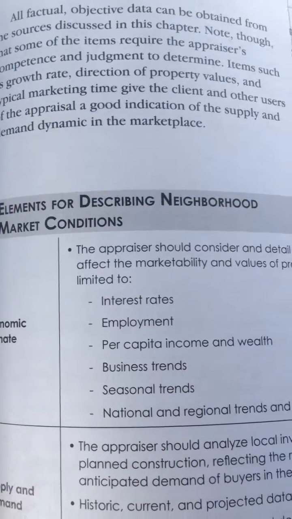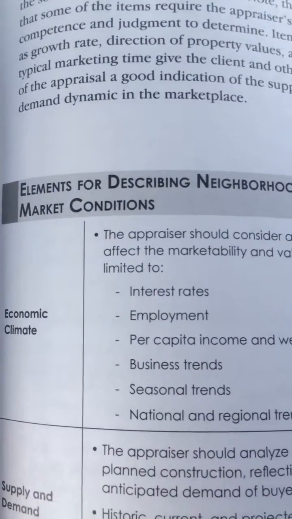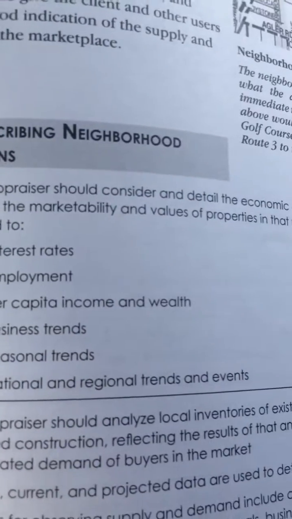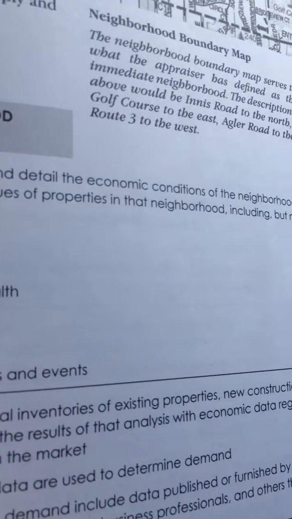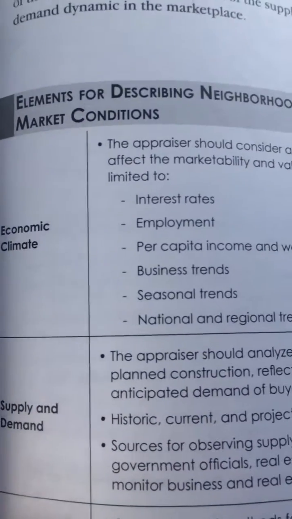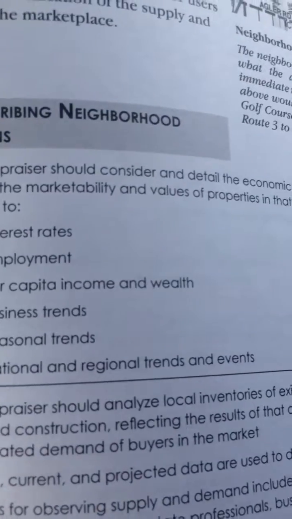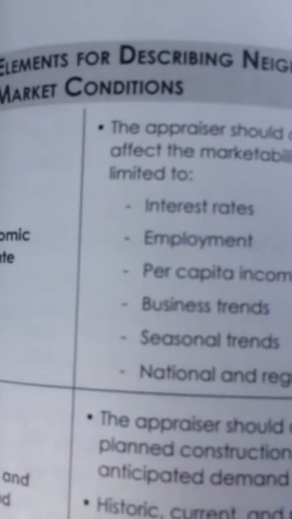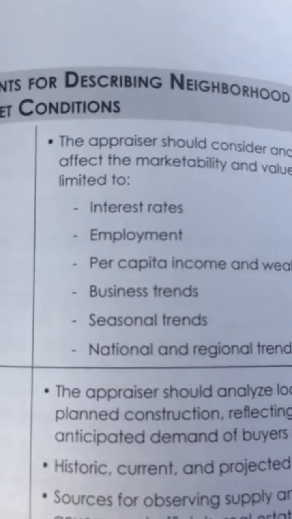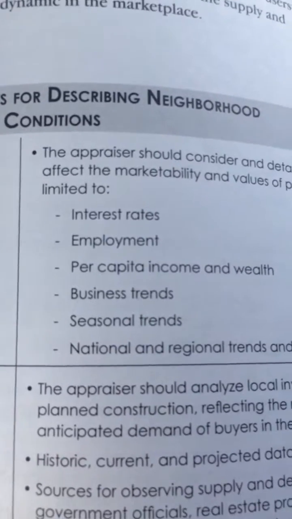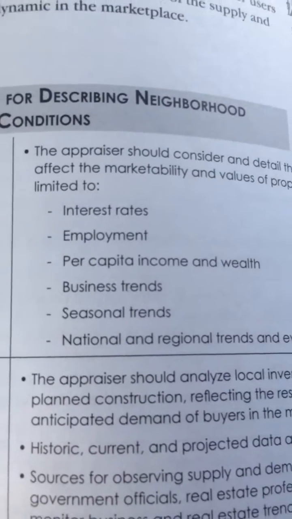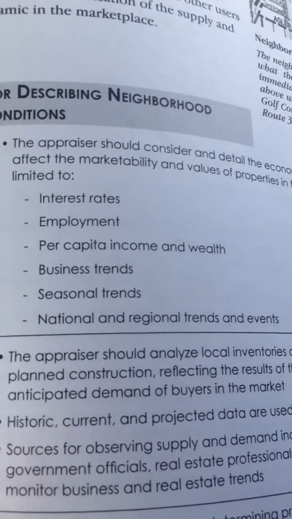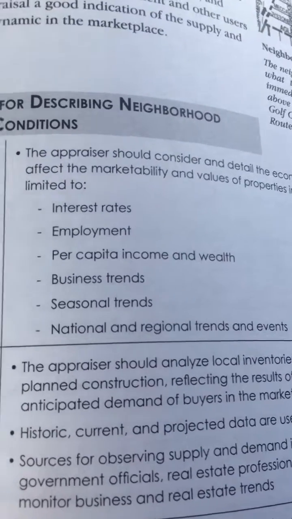Elements for describing neighborhood market conditions. Economic climate. The appraiser should consider and detail the economic conditions of the neighborhood that affect the marketability and values of properties in that neighborhood, including, but not limited to, interest rates, employment, per capita income and wealth, business trends, seasonal trends, national and regional trends and events.